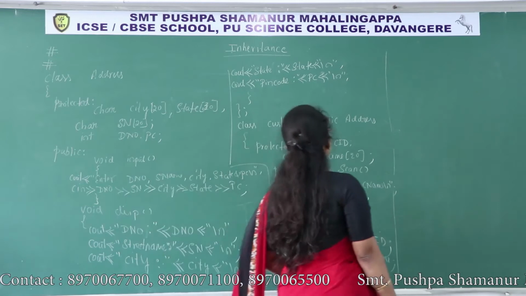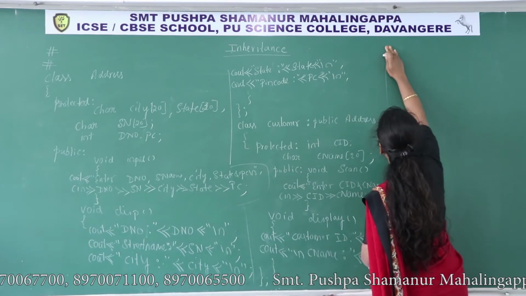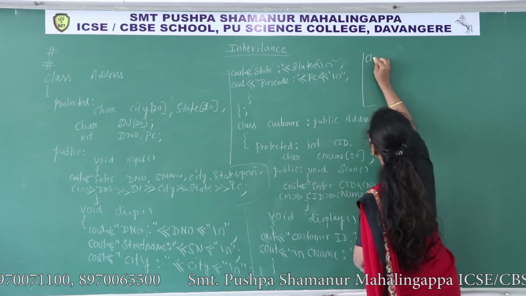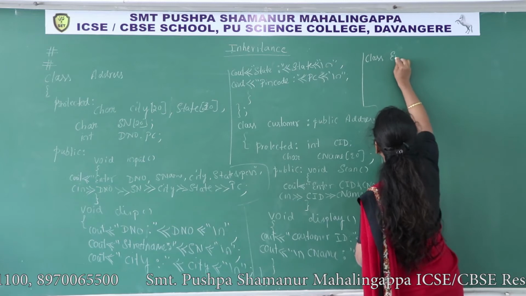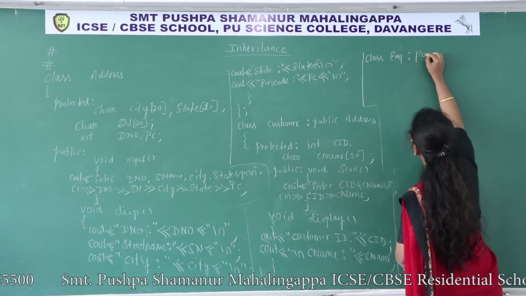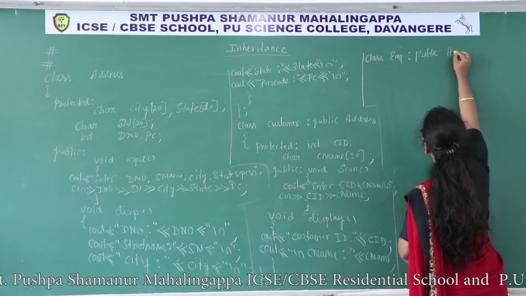Now one more class. I'll take employee, class emp colon. Here also the mode of inheritance I'll take public, and the base class name is address.